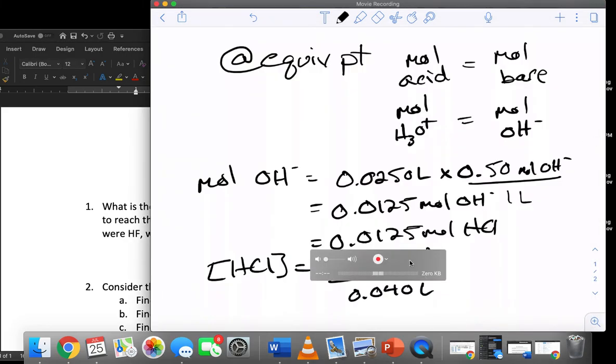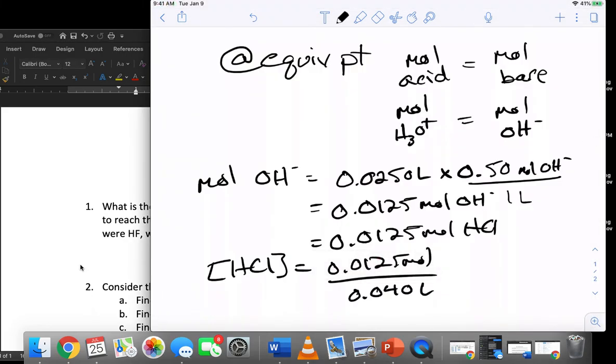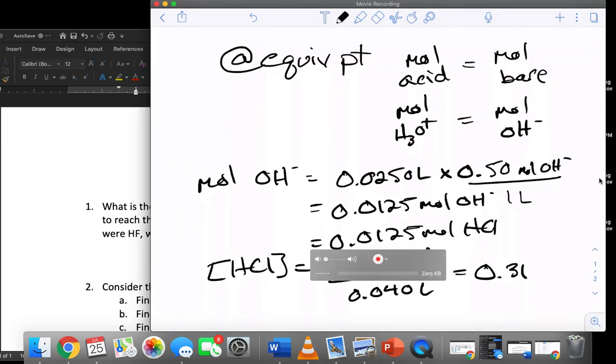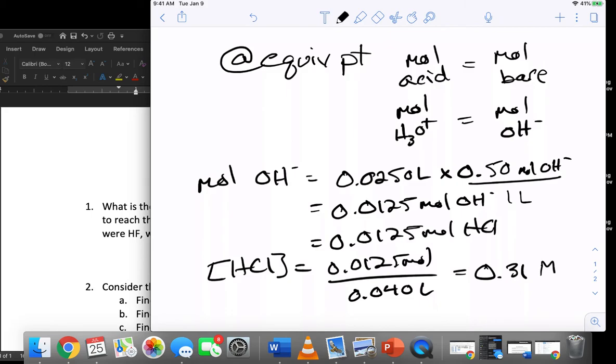So I'm taking the moles of my HCl, which I found. There must have been 0.0125 moles of HCl present in the 40 milliliters, which is 0.040 liters. And now I can go ahead and calculate my concentration, which looks like it's about 0.31. If I want to be picky on sig figs, I'm pretty sure we only had 2 sig figs in this concentration, so probably only 2 sig figs in the HCl concentration as well. So roughly 0.31 molar would be my final answer.